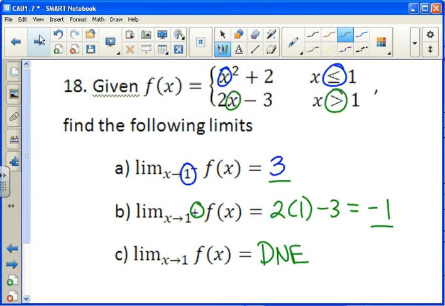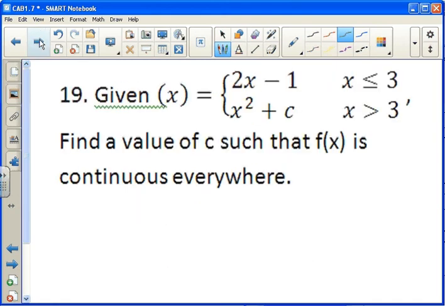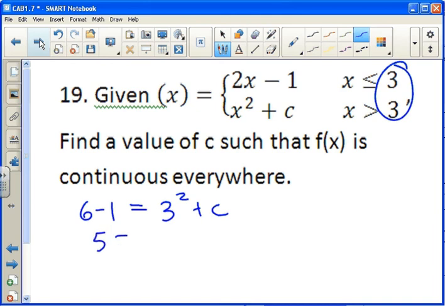19. Given this function, find a value of c so that f of x is continuous everywhere. Well, for these to be continuous, we need them to be exactly the same at x equals 3. So I'm going to plug 3 into the top equation. That gives me 6 minus 1. I'm going to plug 3 into the bottom equation. That gives me 3 squared plus c. And I need them to be equal. So I get 5 equals 9 plus c, or c equals negative 4.